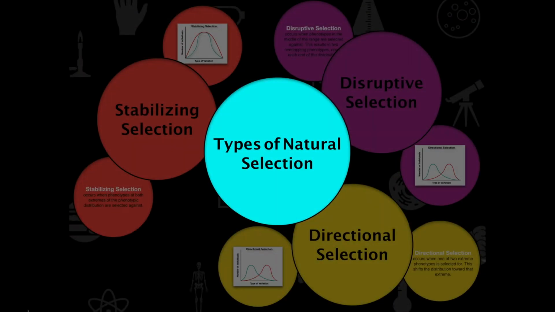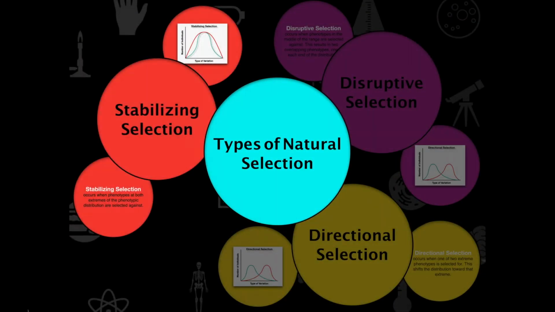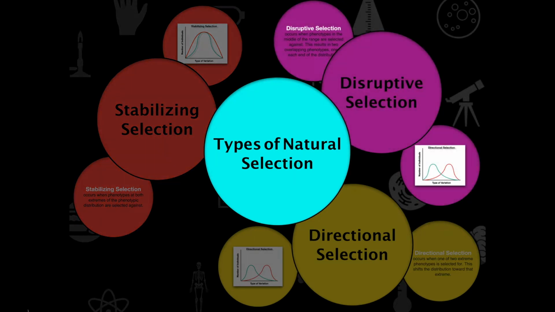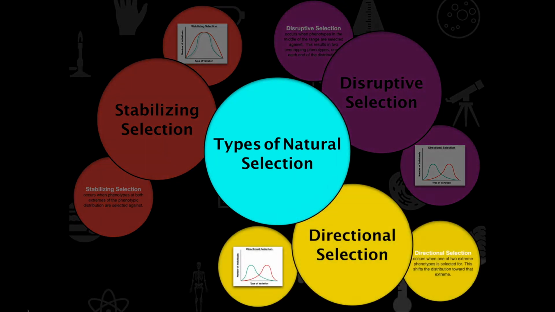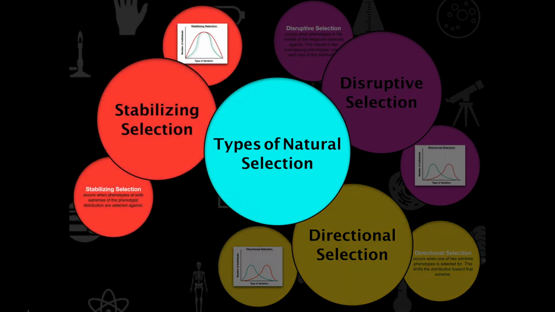Now, there are going to be three specific types of natural selection that we're going to go through and talk about today in this video. The first is going to be stabilizing selection. The second is going to be disruptive selection. And then the third is going to be directional selection. So let's go through and look at stabilizing selection in a little bit more detail so that way we can understand this.